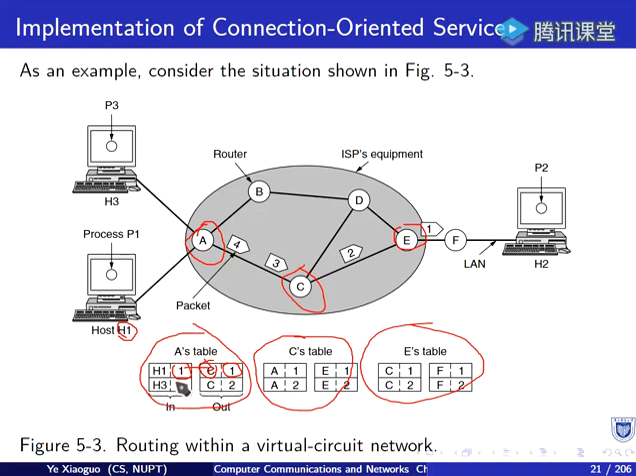If a packet with identifier 1 comes from H3, it will be forwarded to C and given identifier 2.